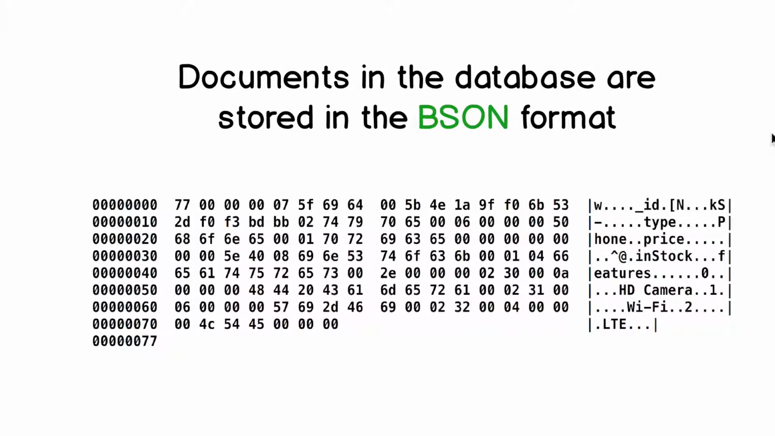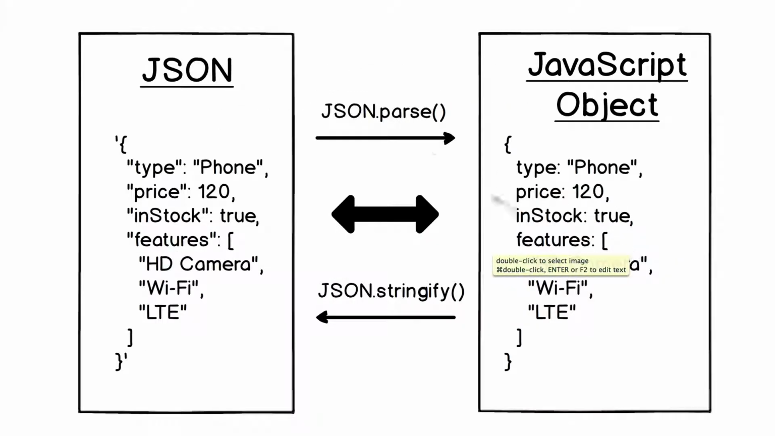Now it's time to talk about BSON format. All documents in the MongoDB database are stored using BSON format. BSON stands for binary JSON. And here you see an example of the document that is stored using BSON format. And it is exactly the same document that we have discussed before.